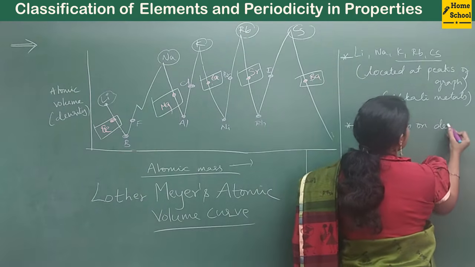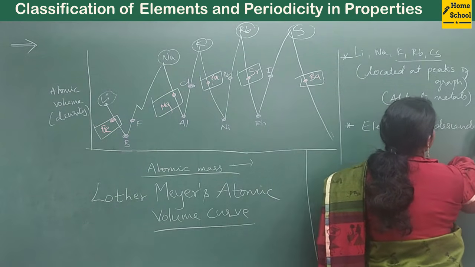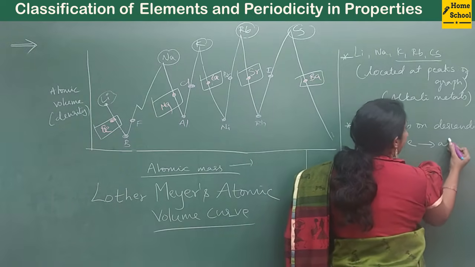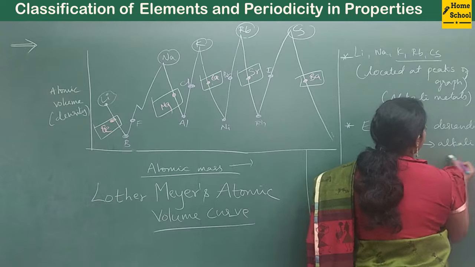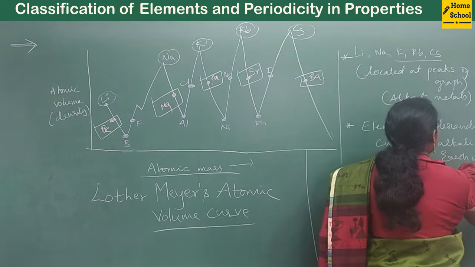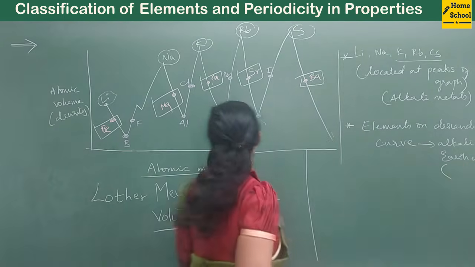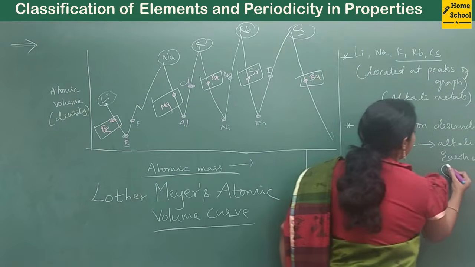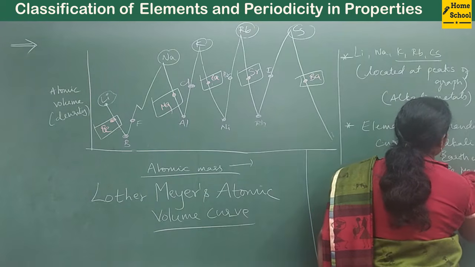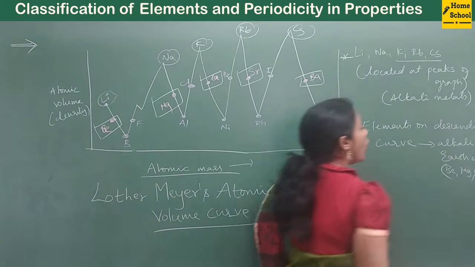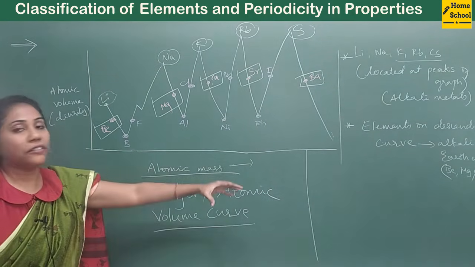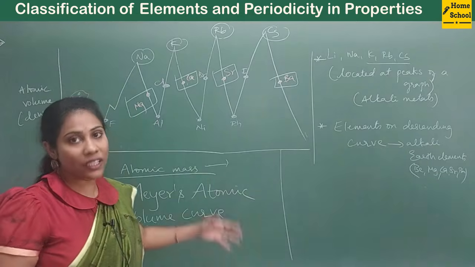So the elements on the descending curve are nothing but alkaline earth elements. So these elements behave in a similar way. Which are the elements? Beryllium, magnesium, calcium, strontium, and barium. So all of them occupy the descending curve, I mean the downward curve.